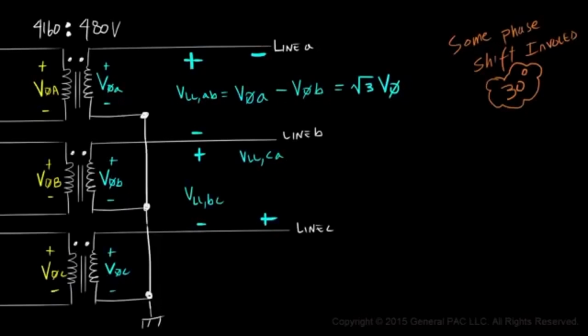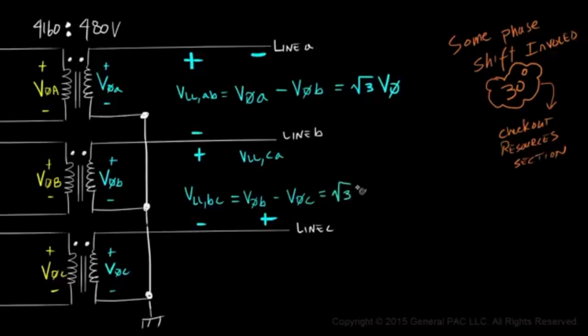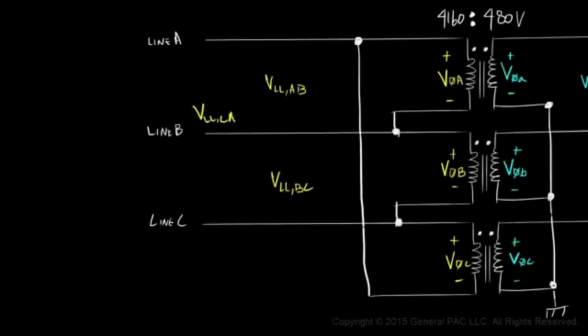To find the phase angle between the line to line voltage and phase voltage, take the line to line voltage between line B and line C. That is phase B minus phase C, which is equal to the square root of 3 times the magnitude of the phase B voltage, which is also equal to the square root of 3 times the magnitude of the phase C voltage, or simply the square root of 3 times the magnitude of any phase voltage, assuming a balanced set of voltages. This is the relationship between line to line voltage and phase voltage.